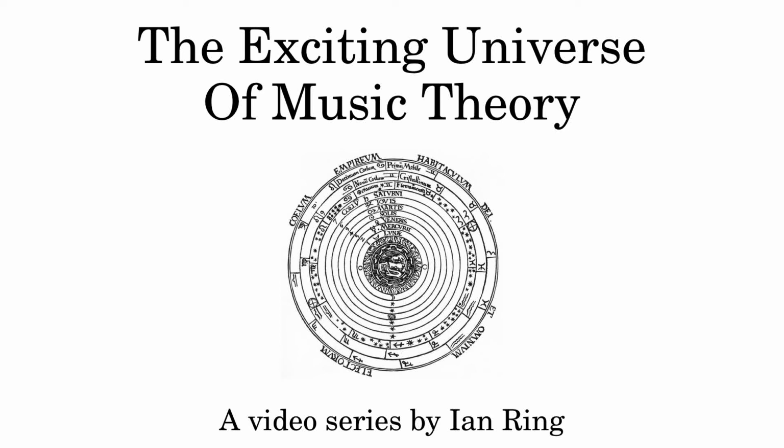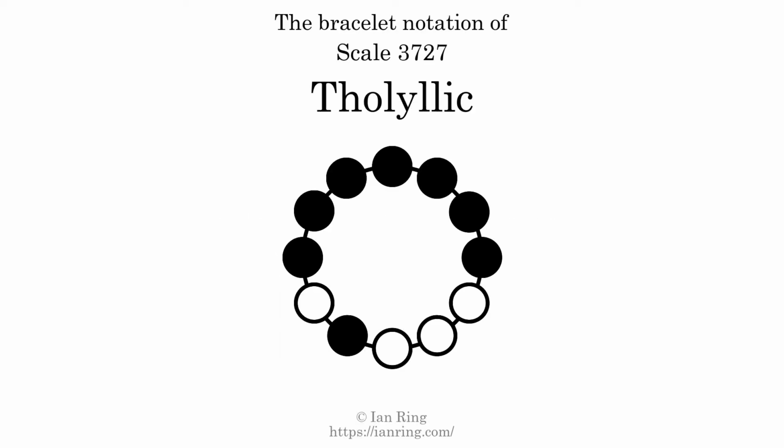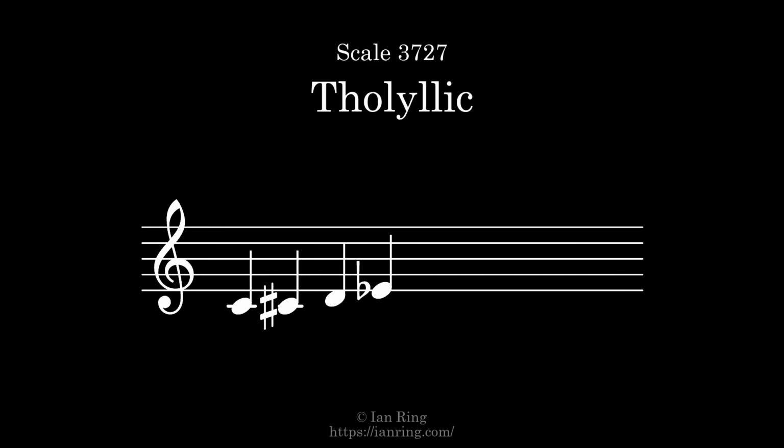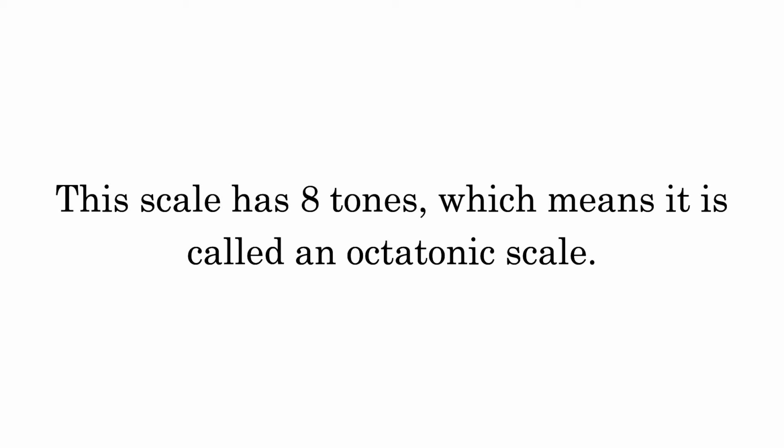Welcome to the exciting universe of music theory. Are you ready to learn? Then let's begin. Today we will talk about scale 3727, Tholyllic, which sounds like this. This scale has 8 tones, which means it is called an octatonic scale.